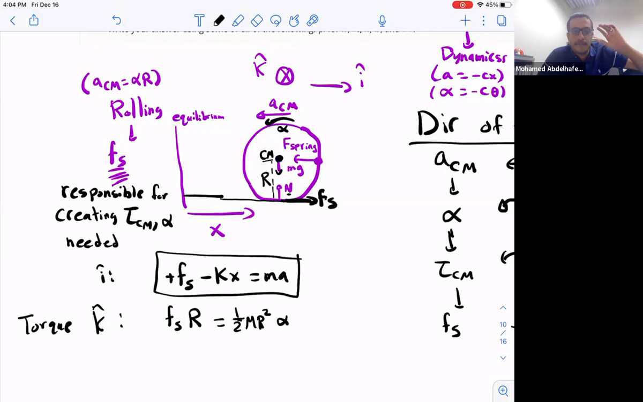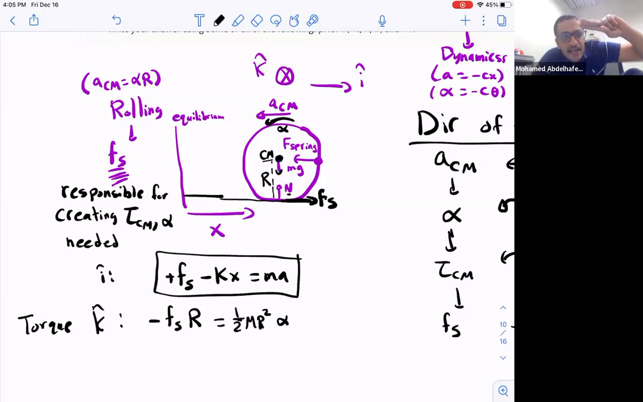Positive or negative? With k hat, the question defined k hat into the page, right? So is this torque here into the page or out of the page? Yeah, it's negative. As you can see in the picture, we found alpha, and the torque is going counterclockwise, right? So that's why this torque from friction, Fs times R, is negative here, because it's counterclockwise. Which kind of makes sense.